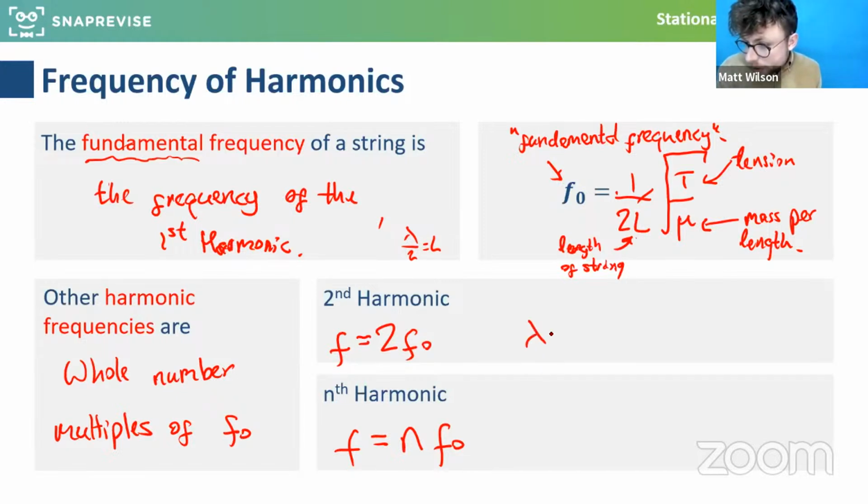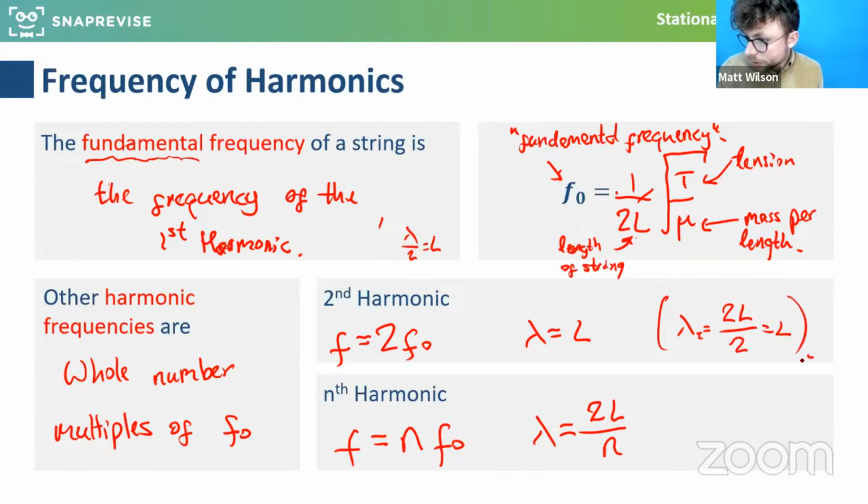So the wavelength of the second harmonic we actually saw in the previous picture was the length of the string. In general, there's a general formula for the wavelength of the nth harmonic. It is 2 times the length of the string over n. So for example, the wavelength of the second harmonic could have been calculated by saying it's 2 times L over, well, it's the second harmonic, so we choose n to be 2, and that would give us L. So that's how you can use that formula.